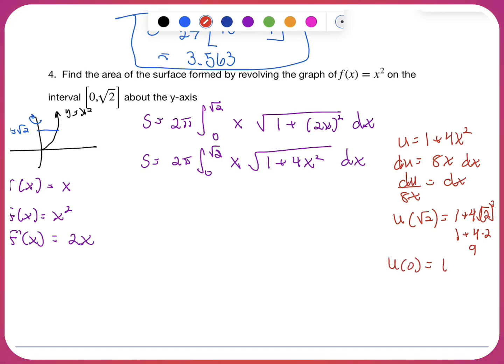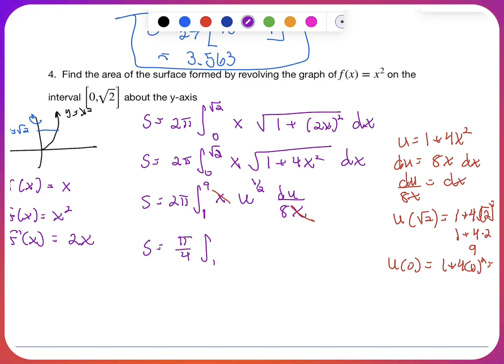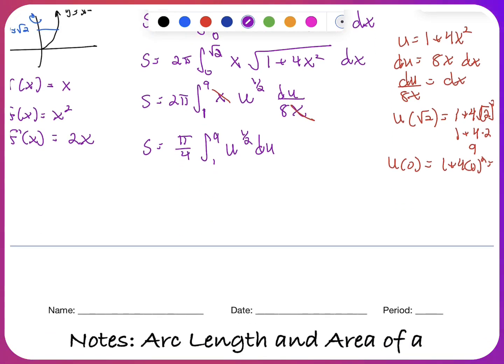Now to find our lower bound, replace every x with 0 and solve that, and we end up with just 1. So now we have S is equal to 2 pi, the integral from 1 to 9 of x times u to the 1/2 times du over 8x. Okay, the x's cancel out, and I can bring the 8 outside of the integral, and 2/8 simplifies down to 1/4. So I can rewrite this as pi over 4, the integral from 1 to 9 of u to the 1/2 du.